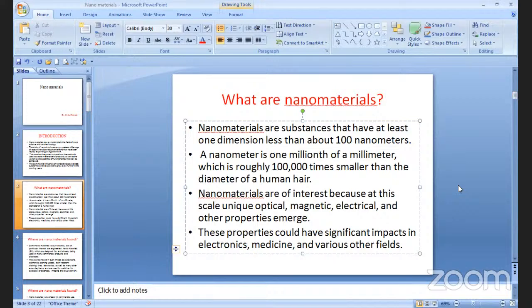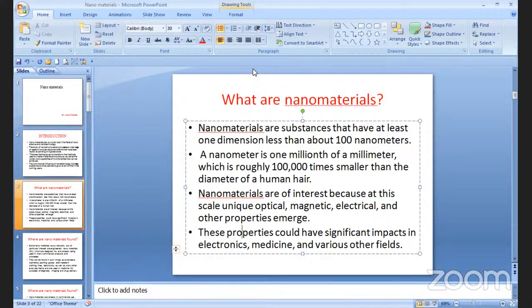So nanoscale materials, we have already defined the nanomaterial scale. It is a set of substances where at least one dimension is less than 100 nanometers. That is how we can define these materials. A nanometer is 1 millionth of a millimeter, which is approximately 1 lakh times smaller than the diameter of a human hair. So that is the size of the nanometer.